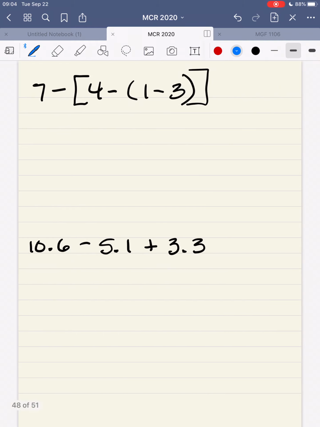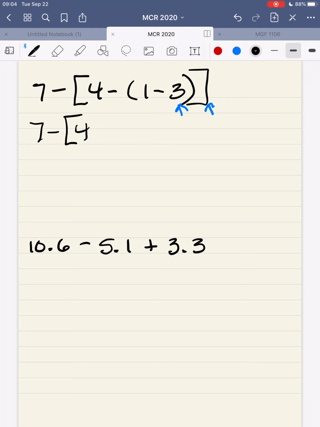Right. Moving on to some other problems here. So here I have a double set of grouping symbols. I have a set of brackets, and I have a set of parentheses. So remember, we want to always work inside to outside. Okay. So I'm going to leave my outside alone.